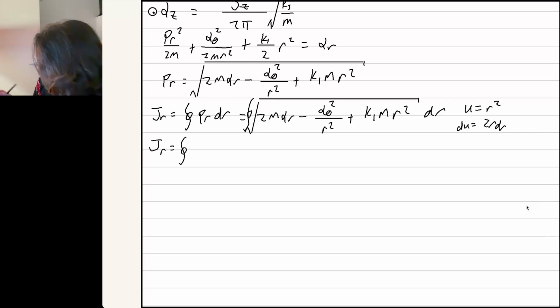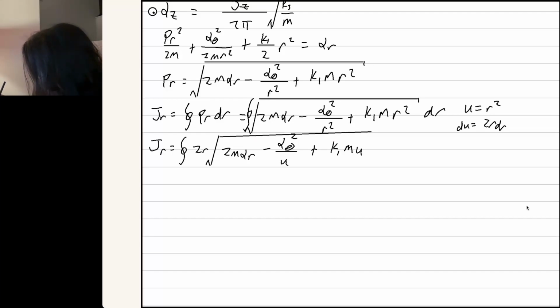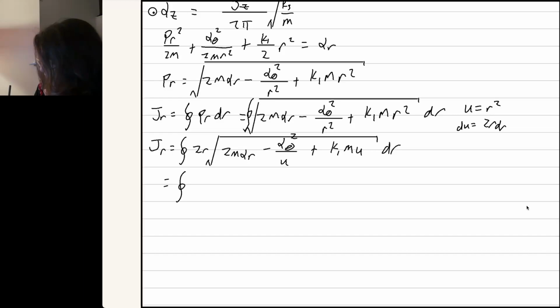It'll be 2r times the square root of 2m alpha r minus alpha theta squared over u plus k1 m u. I haven't done anything too egregious yet. I'm also going to go ahead and put r in terms of u. So that'll be actually 2 times the root u times all that stuff.